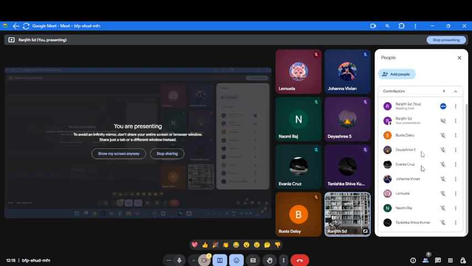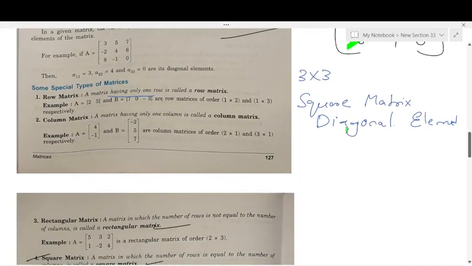Who's absent? Adya. So row is done, column is done, matrix. Matrix is the entire thing. Element is specific, matrix is the entire thing. All the elements put together, we call it a matrix.